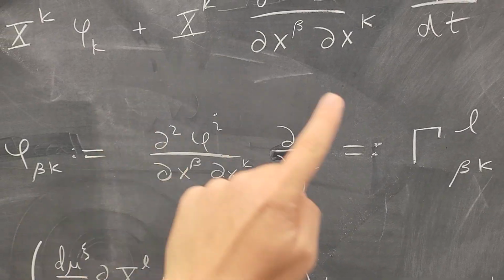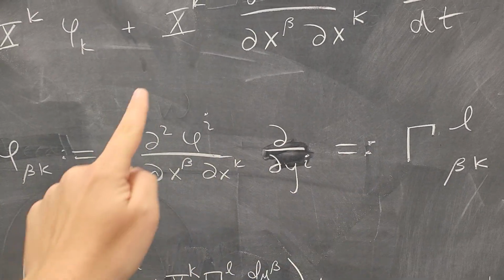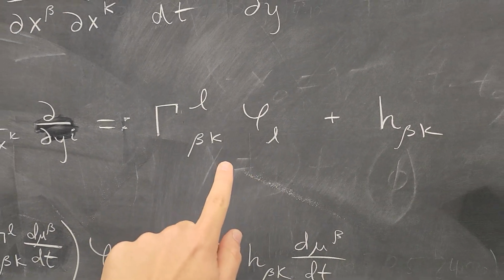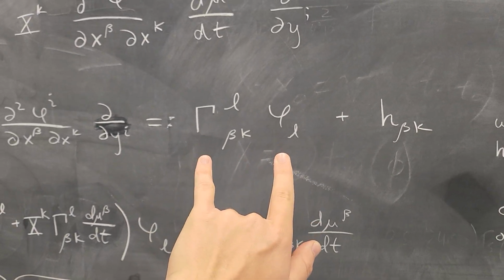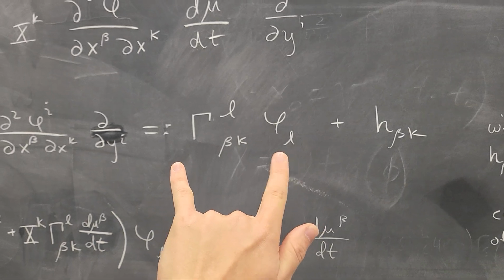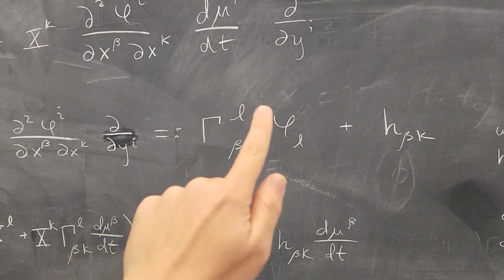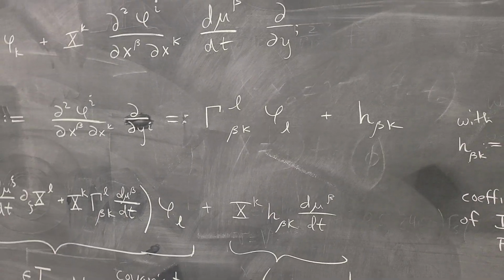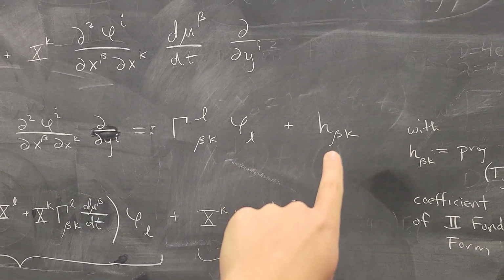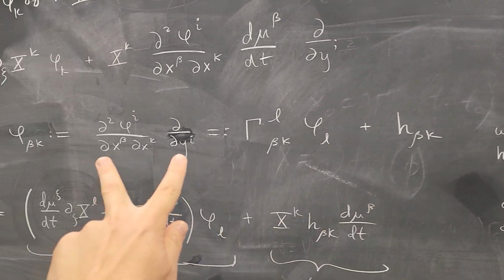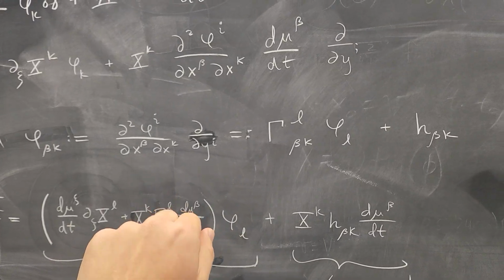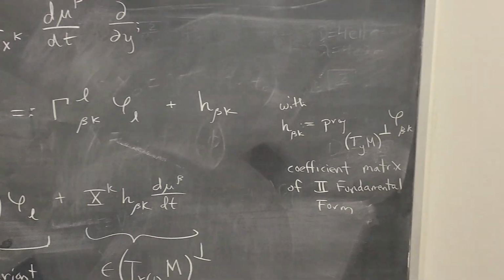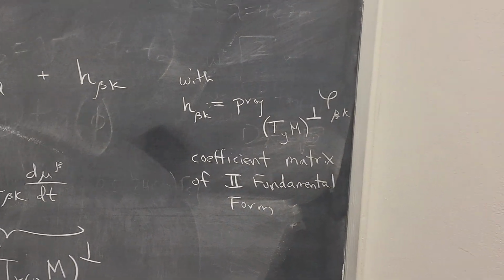So we project this vector onto the basis for the tangent space, and that gives us this linear combination of basis vectors for our tangent space, and the coefficients of this linear combination are the Christoffel symbols. Okay, and then the remaining term, this h subscript beta k, is just the projection of this vector onto the orthogonal complement of the tangent space.